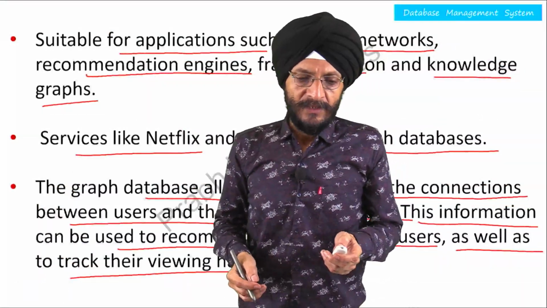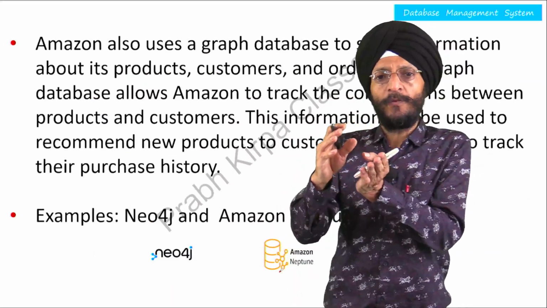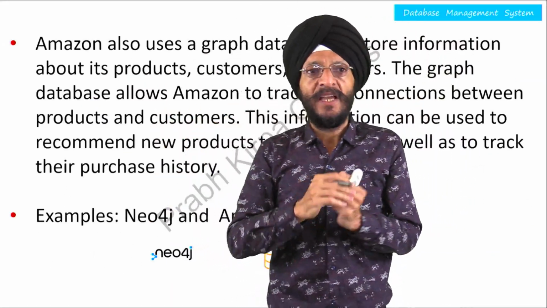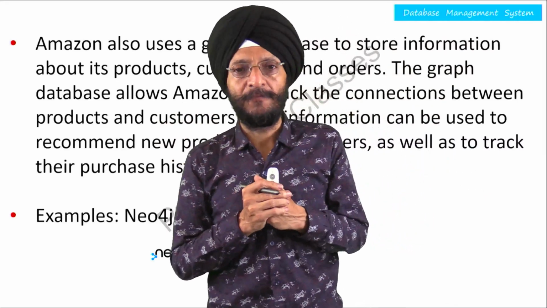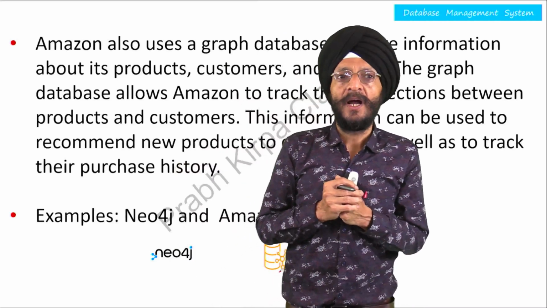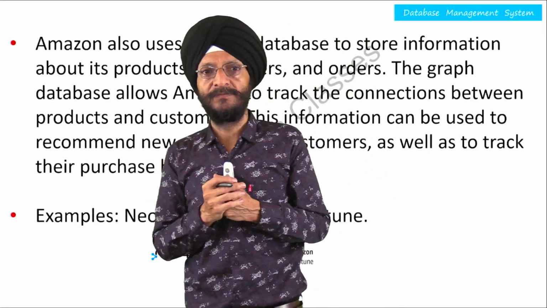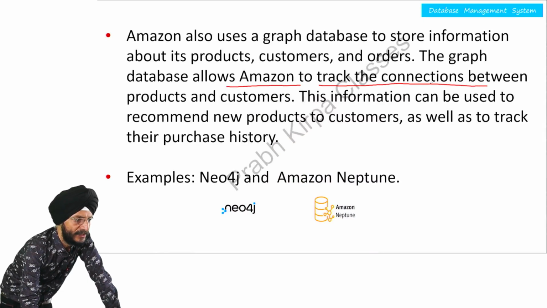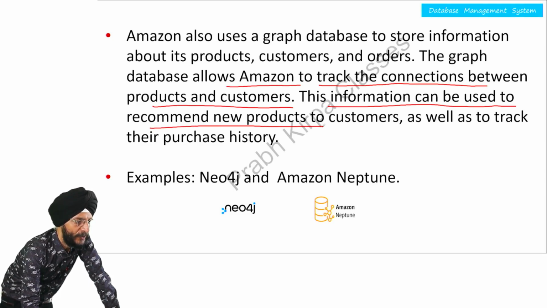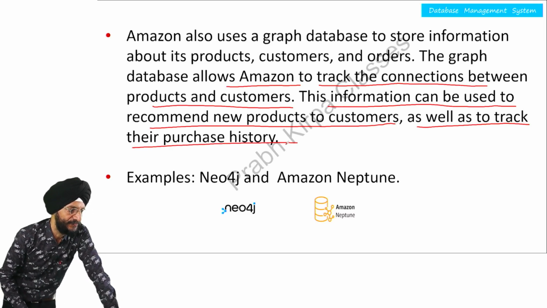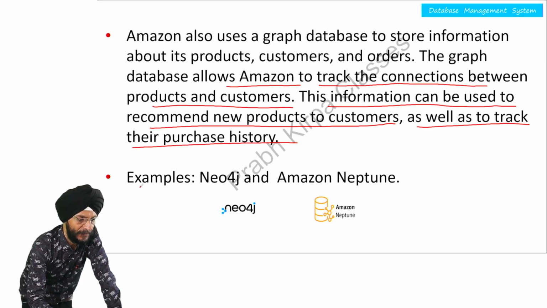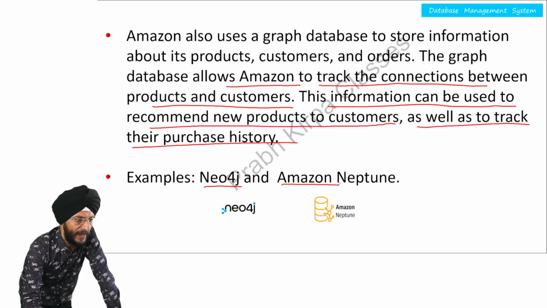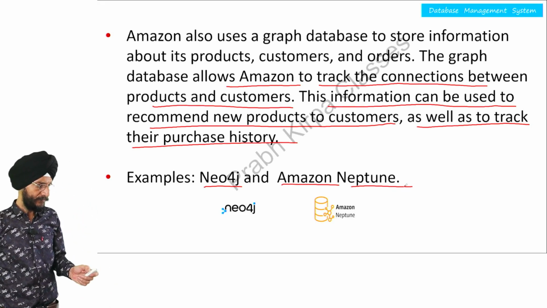Now we will see another real life example of the use of graph databases. Amazon also uses graph databases to store information about its products, customers, and orders. The graph database allows Amazon to track the connections between the products and customers. This information can be used to recommend new products to the customers as well as to track their purchase history. The examples of graph databases are Neo4j and Amazon Neptune.